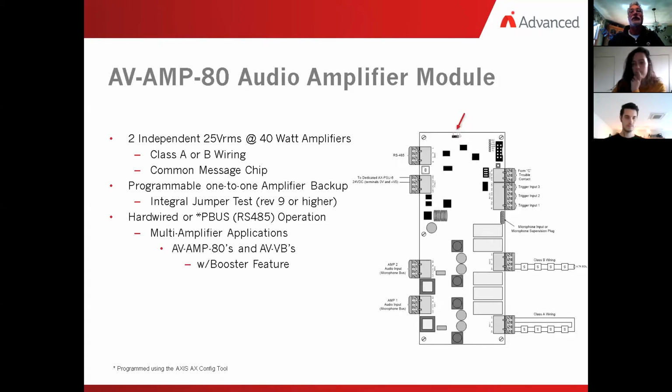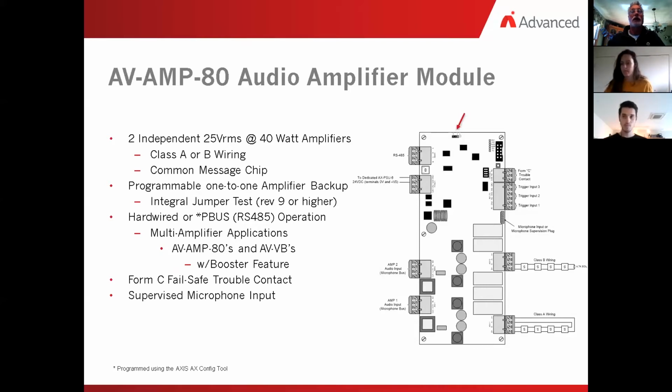Now, there's two versions of firmware built into all of the amplifiers. There's a hardwired version and the P-Bus 485 version. You can add multiple amplifiers into systems, whether it be a fire panel or a pen unit. Again, it's the Amp 80s or the VBs with or without the boost. Built on board the unit, there's a set of fail-safe trouble contacts. And we also monitor the microphone for its input placement and the wiring attached to it.